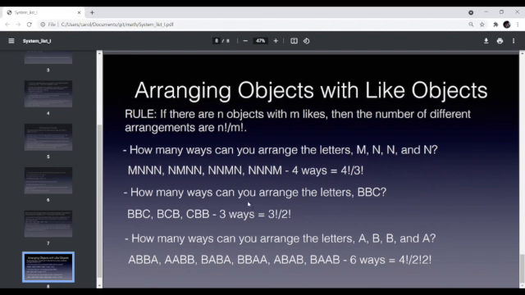So how many ways can you arrange the letters B, B, and C? B B C, B C B, C B B. 3 ways. 3 factorial divided by 2 factorial.